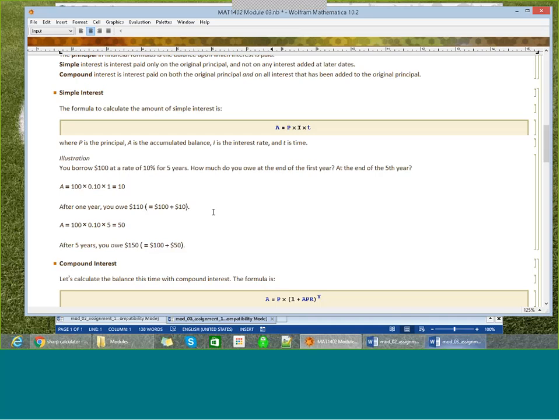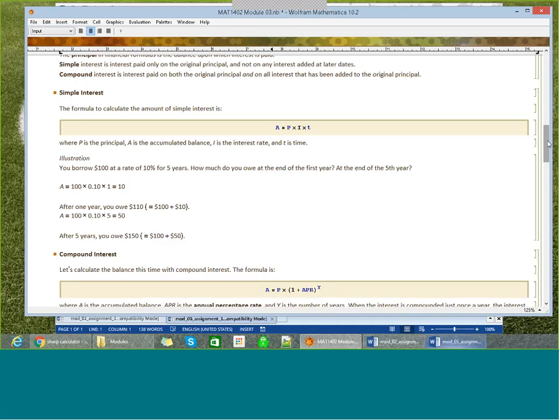The thing about the interest or simple interest is that the interest amount is the same every year, so $10 per year. So they accumulate to be 50 after 5 years. So that's the simple interest rate. Pretty simple. Do you have any questions there?